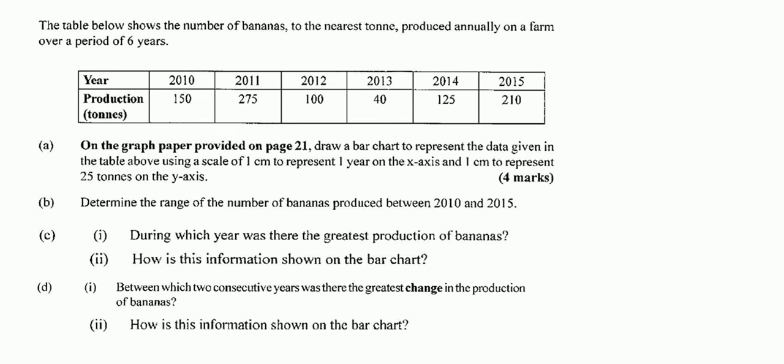Alright, so the table shows the number of bananas, to the nearest ton, produced annually on a farm over a period of 6 years. We have a table, we start from 2010 going to 2015, and they gave us the amount of bananas in tons that is produced. They want us to draw a bar chart to represent the data using 1 cm to represent 1 year on the x-axis and 1 cm to represent 25 tons on the y-axis.